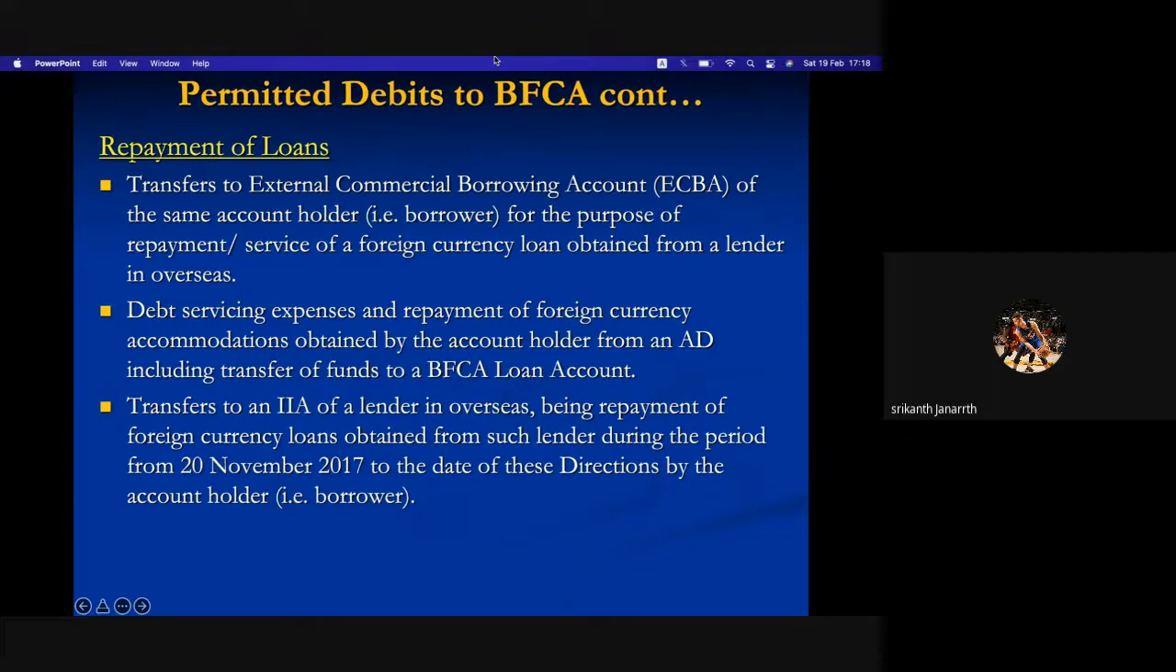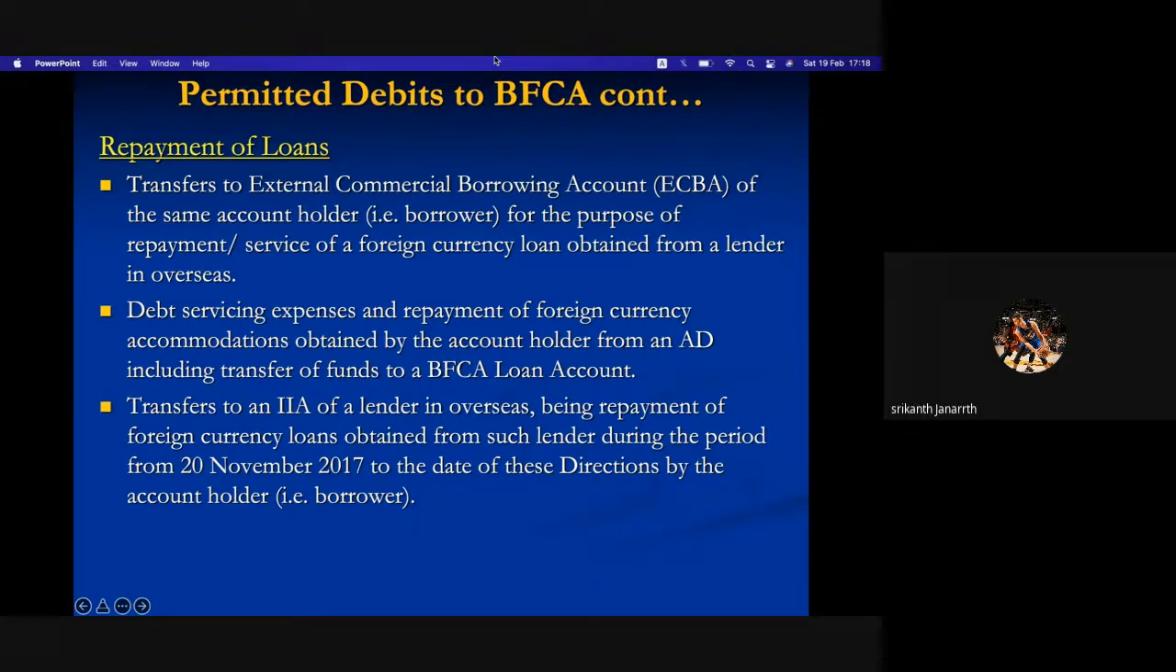Funds can come directly from the lender to the external commercial borrowing account. You borrow funds and utilize them for your business, and when you want to repay the loan, you transfer from your external commercial borrowing account. Whatever you borrow from the overseas lender, you repay by transferring back through the external commercial borrowing account. I think we will study this separately.